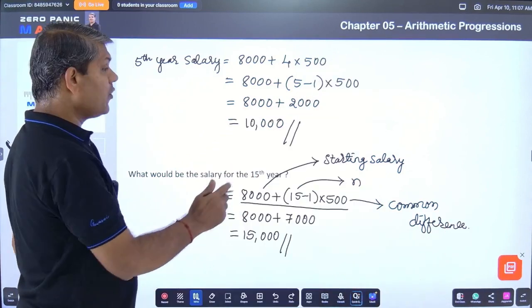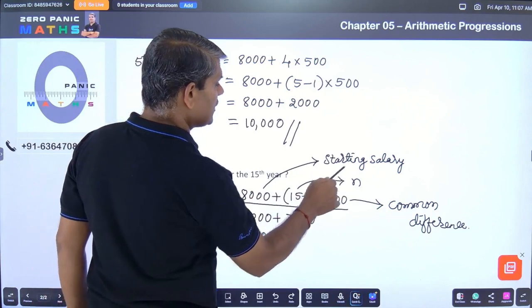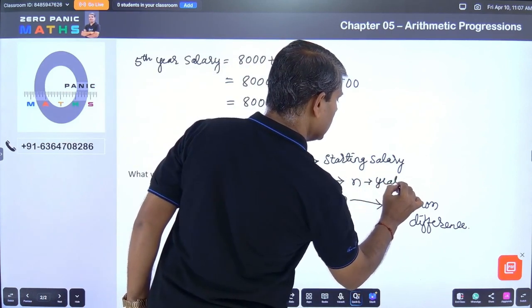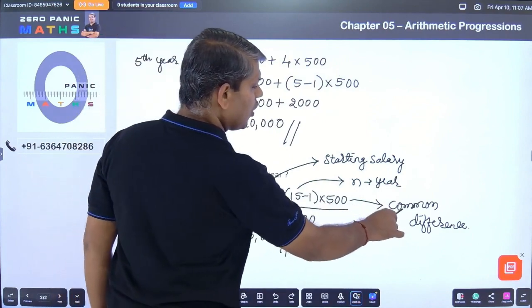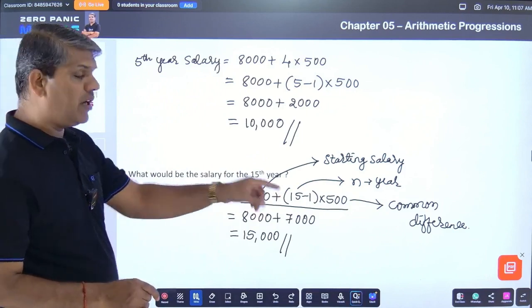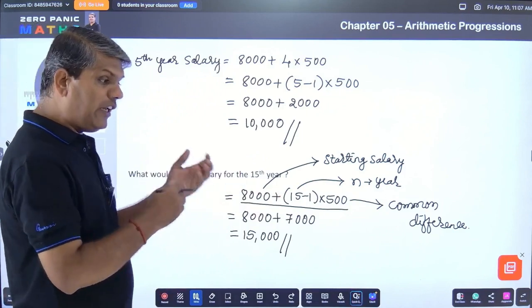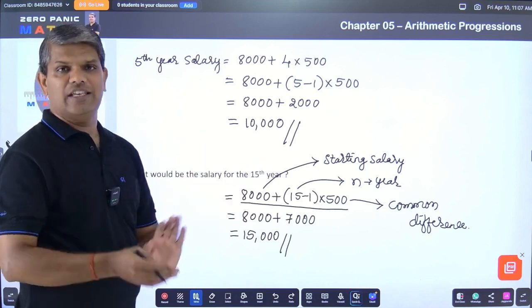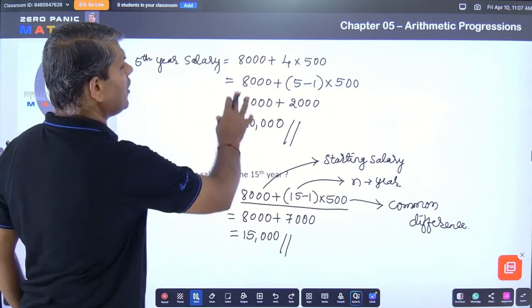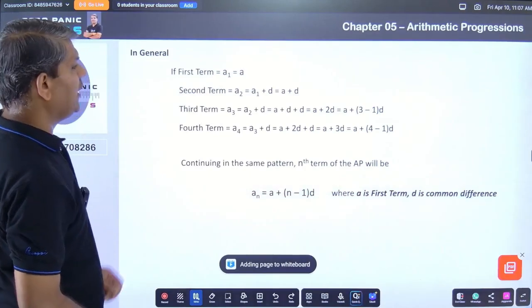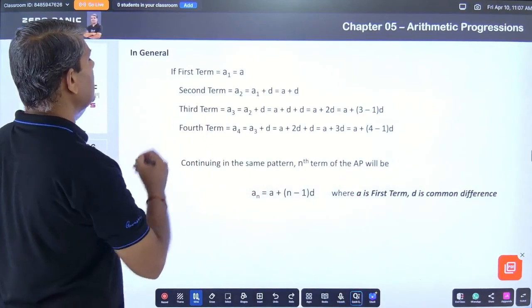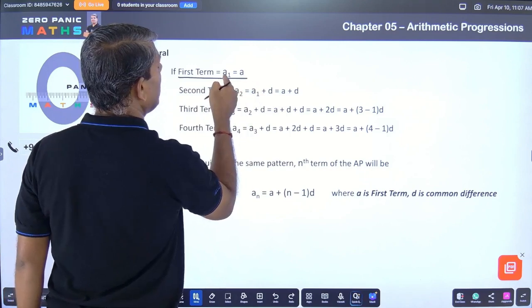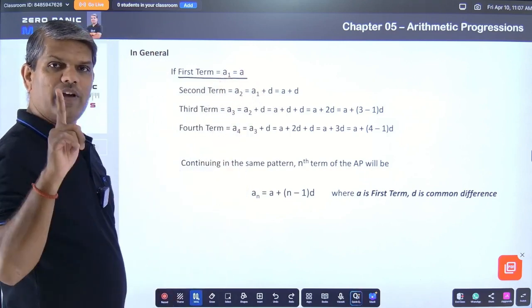So with all this information, having the 8,000 value as the starting salary, n can be considered as the year for which you are calculating the salary, and this as the common difference, which actually represents the increment in this case. With all this knowledge, can we derive a generic formula to calculate the salary for any year? Okay, so in general, remember all these steps. In general, assume that the first term is a1, and a1 is always the first term.